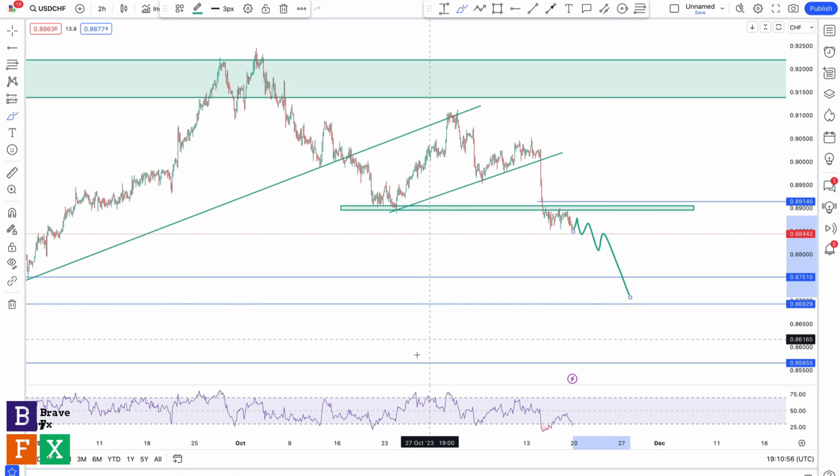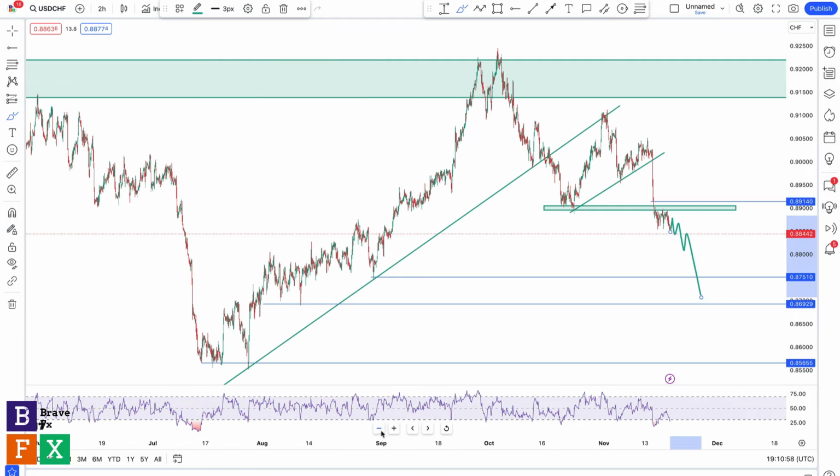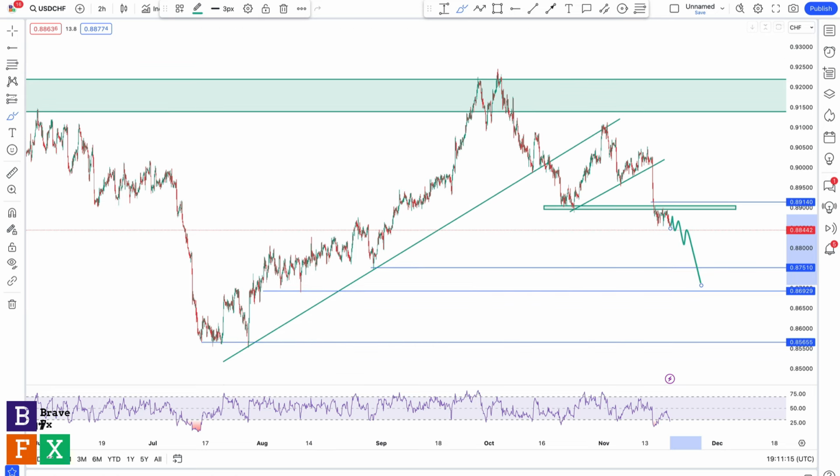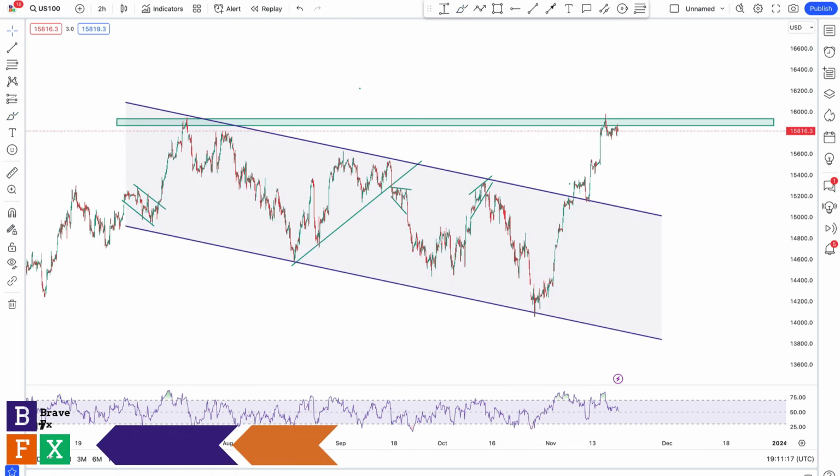I don't see any reason why you want to go long, other than the fact that this could extend downward to create a bullish divergence, but I don't think that's going to happen. So just watch this closely. If it's something you're interested in, you could take advantage of this trade and make sure to employ good risk management. Lastly, we're talking about Nasdaq, which is US 100.